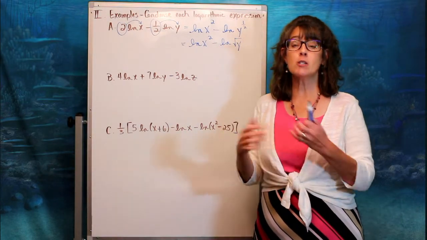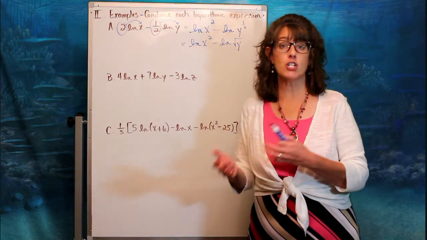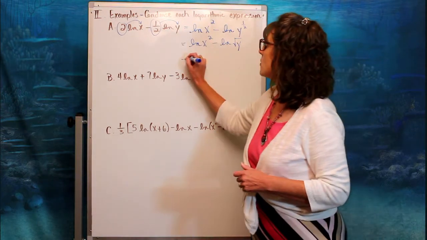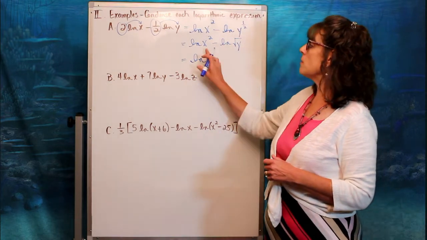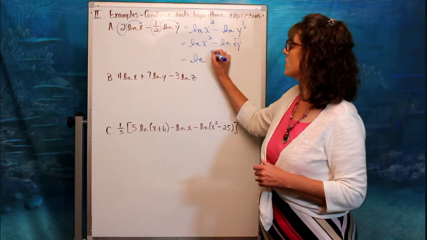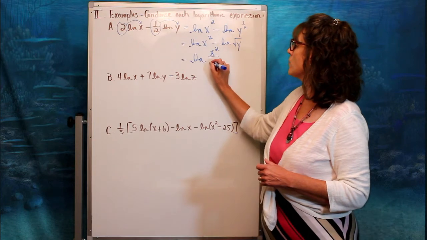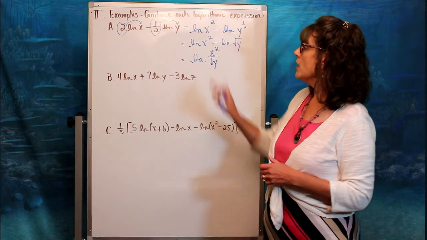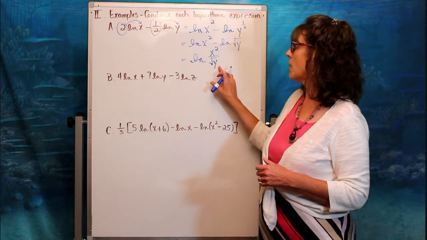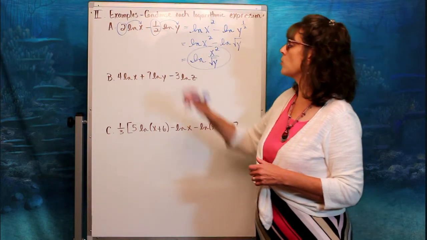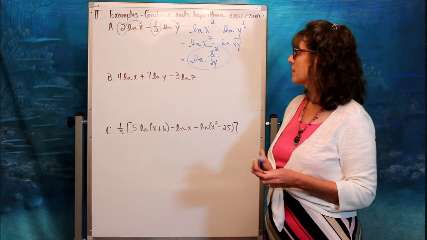So division and subtraction go together, multiplication and addition go together. That means I'm going to condense it into one single natural log. And remember, the number in front is the one that goes on the numerator of your fraction. So x squared will go on the top, and the square root of y will go on the denominator on the bottom. This is now condensed into one single logarithm.